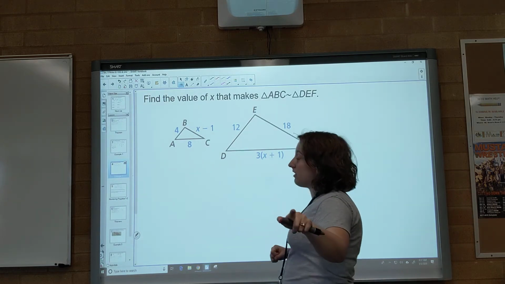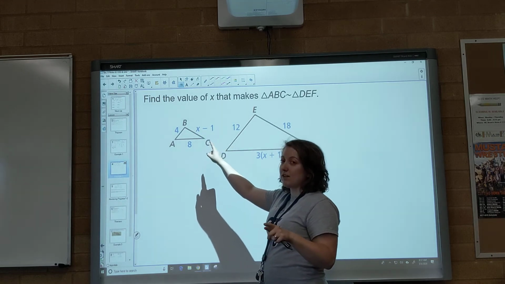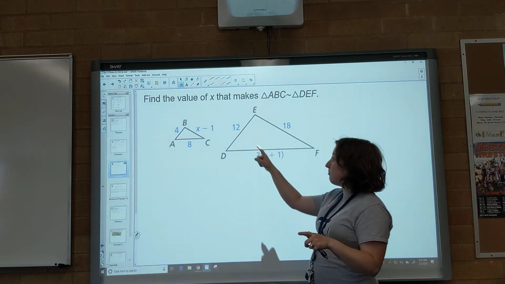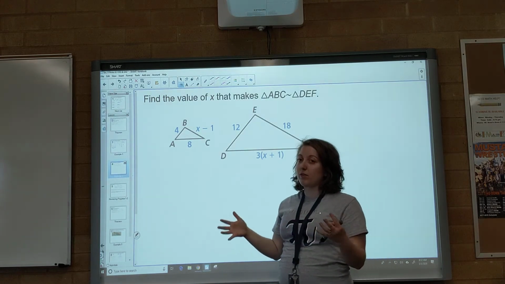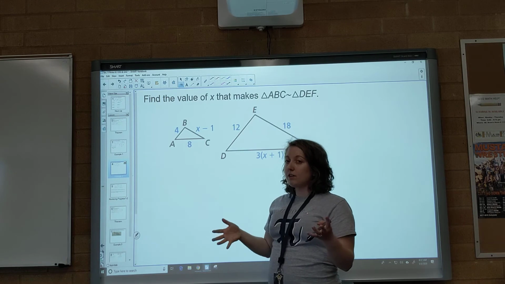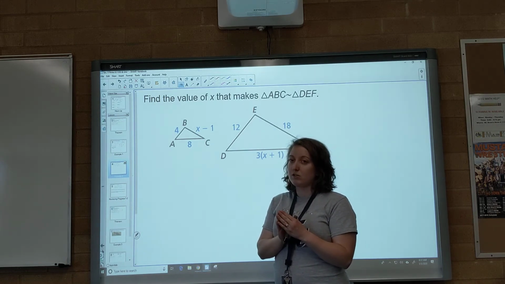Now this is really important because just because this has an X, it doesn't mean that it goes with this side. So BC doesn't necessarily match with DF just because they both have X's, okay? So first of all, I'm going to look for my scale factor because that's going to be super helpful.